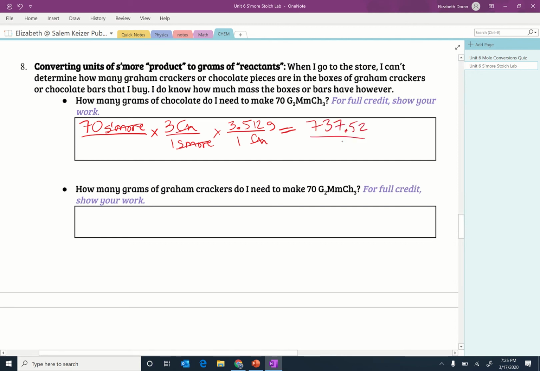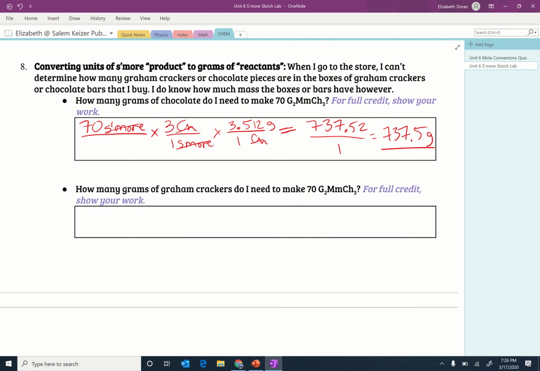So we do this math, we get 737.52. When we multiply across the top, multiply across the bottom, it's just 1. So we look at the number that we're given, the number that we know is the 3.512. That was a measured average. The 70 and 3 are counting numbers, so they don't go into our significant digit calculation. So we know we're going to have to report 4 sig figs. So that will end up being 737.5 grams.